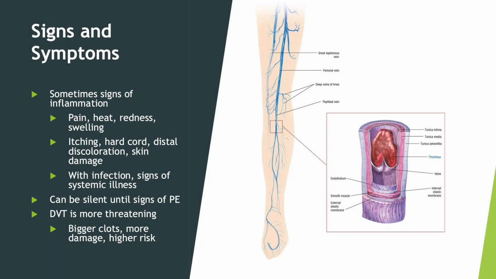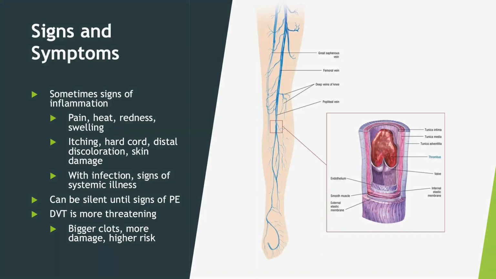Signs and symptoms of thrombophlebitis and DVT vary. Sometimes there are signs of inflammation, including pain, heat, redness, and swelling in the affected area. Patients may experience itching, a hard cord-like feeling in the vein, distal discoloration, and skin damage. With infection, signs of systemic illness appear. Importantly, the condition can be silent until signs of PE develop. DVT is more threatening than superficial thrombophlebitis because it involves bigger clots, causes more damage, and carries higher risk of serious complications.